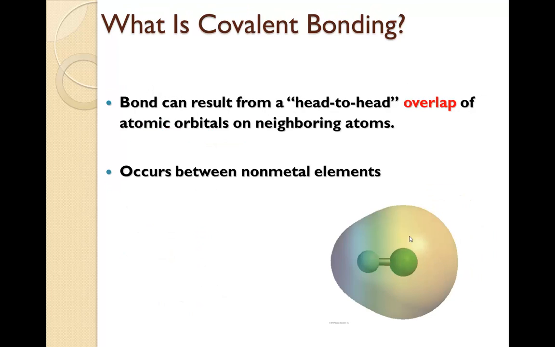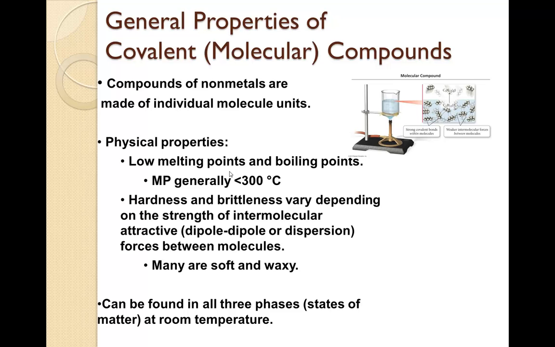The bond is a result from the overlap of atomic orbitals on neighboring atoms. This more specifically will be discussed in future tutorials. It occurs between nonmetal elements. So what are the properties of these? These compounds of nonmetals are made of individual molecular units.